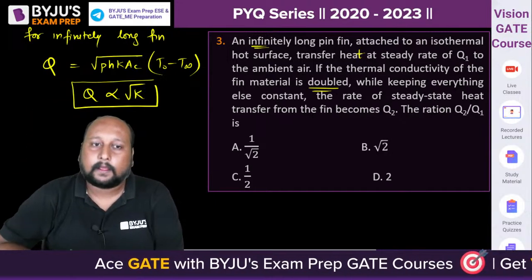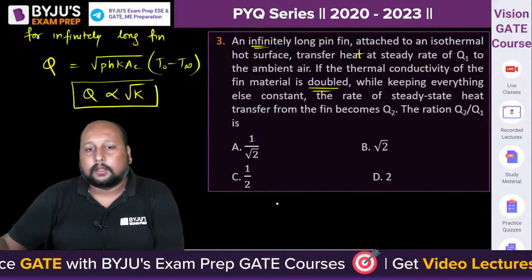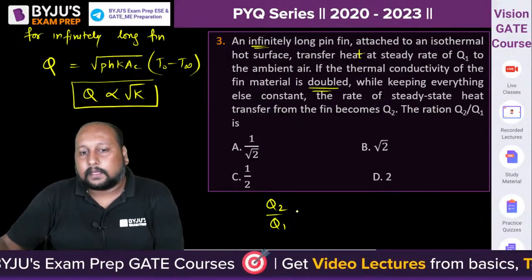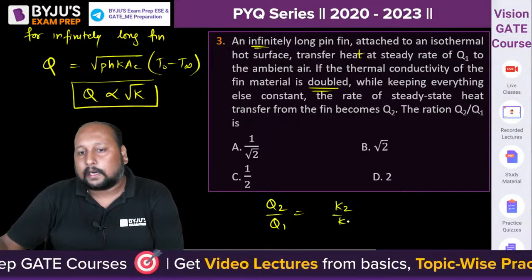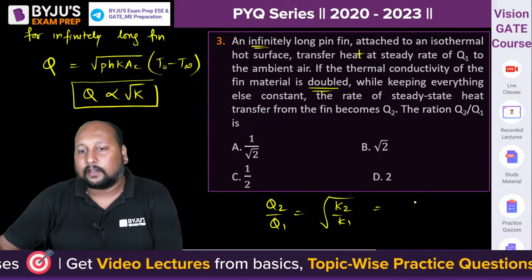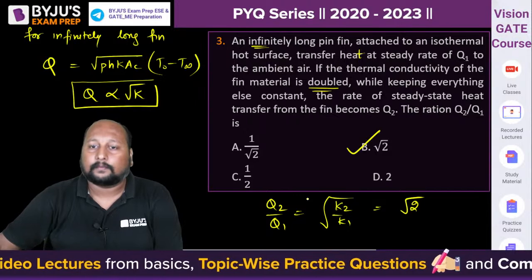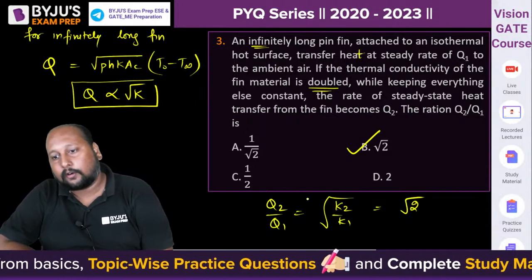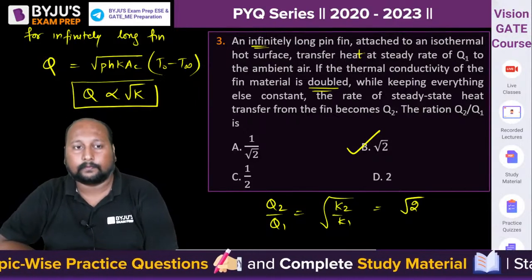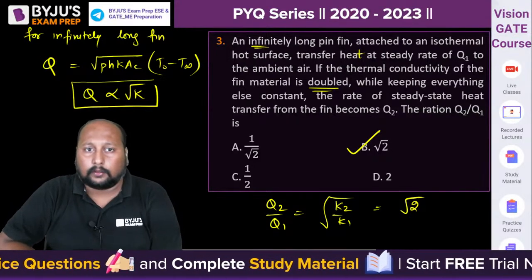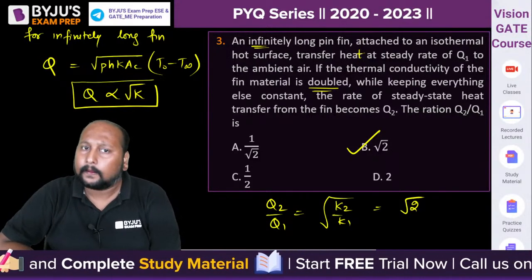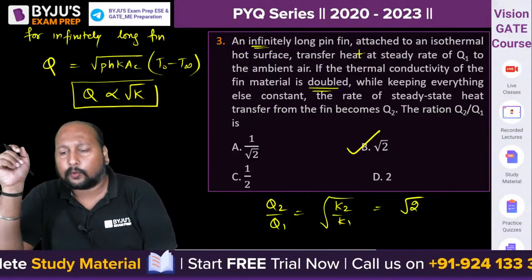Simple question. A, B, C or D. Q2 by Q1 is equal to K2 by K1 under root of this. So we are doubling the value here. This is root 2, option B. Option B, root 2 is the correct answer. Very good, Mani. Vinod, done. Okay. Clear? Done. Can we go to the next one?